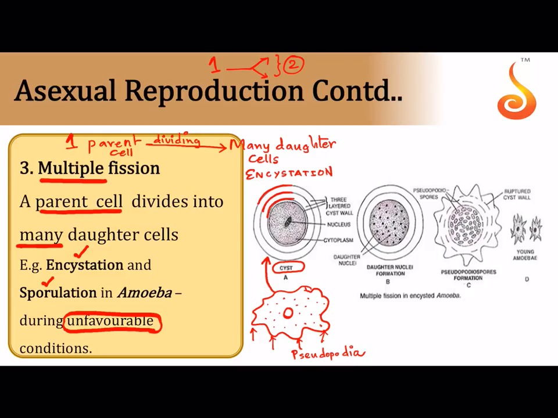What does it do once it is encysted? Notice that when it undergoes encystation, it has only one nucleus. But now it has so many after encystation. It remains as it is after encystation, but on the return of favorable conditions, see how the nucleus is dividing into so many nuclei. All these dots I am highlighting here, they are all daughter nuclei.